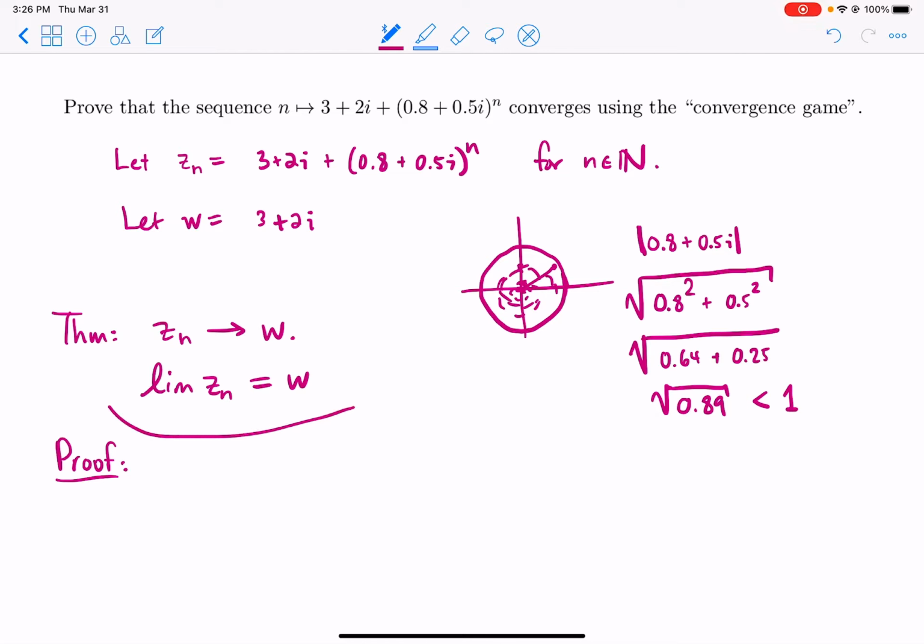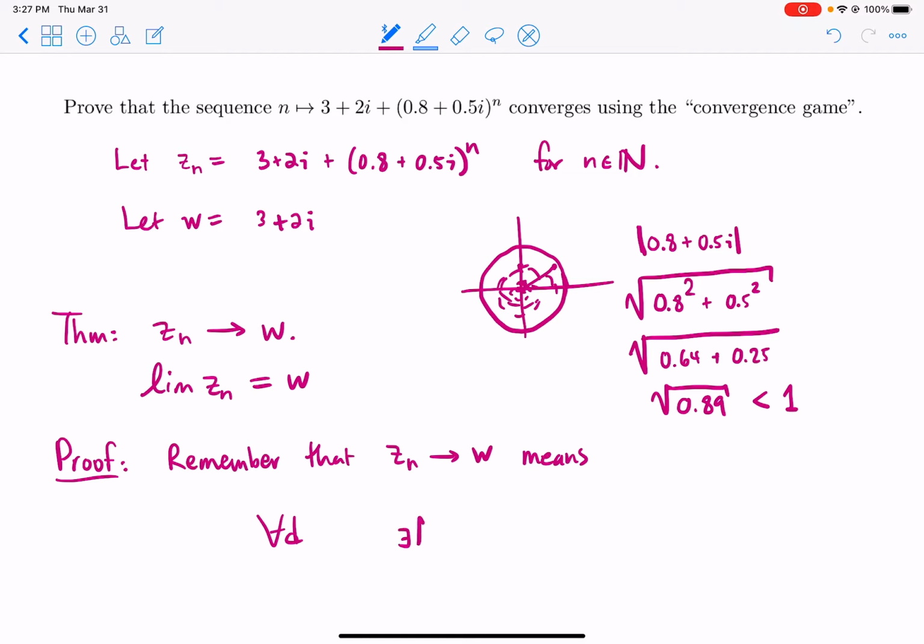So first, we have to remind the reader. Our reader has to try to understand what we're saying. That is difficult. It's difficult to read somebody's math. So let's make it easy for our reader and remind them what this means. Remember that z_n converging to w means that for all d, there exists a capital N, a natural number, such that when you go past that cutoff, the distance between z_n and w is as small as you like.